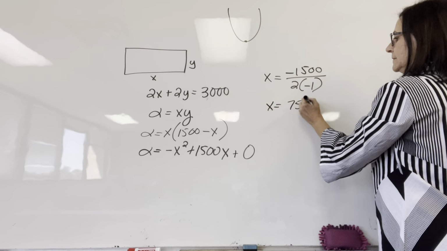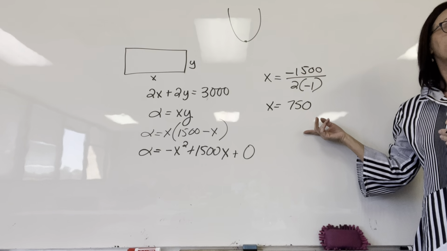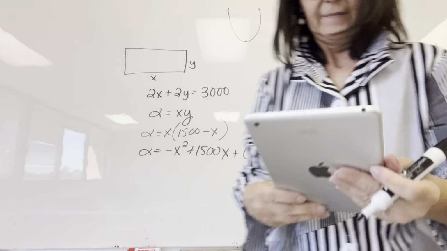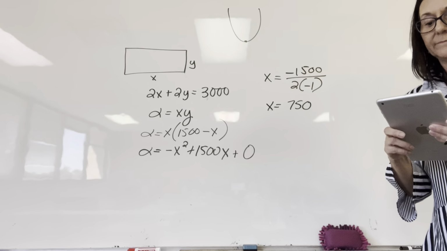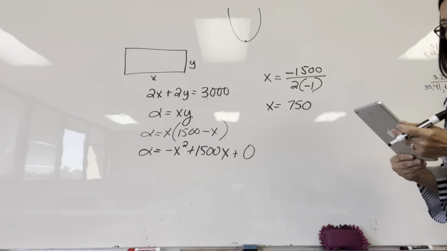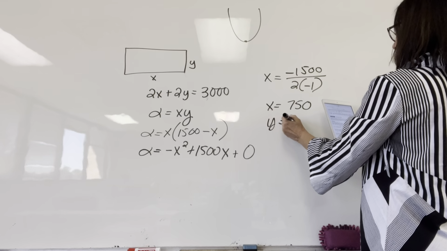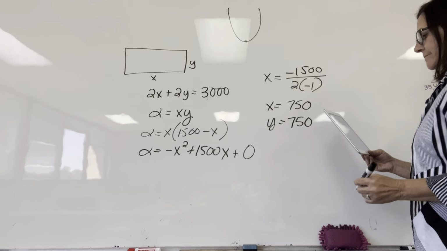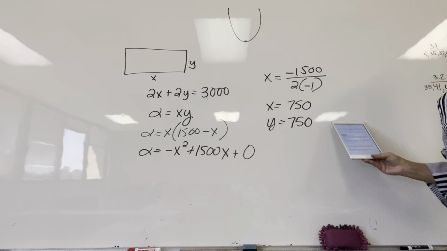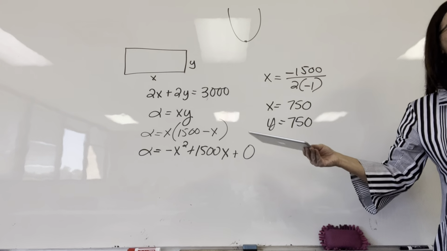Okay. Can I figure out the y coordinate? Yes. I'm sure they've done the math here. They just plugged it in. When x is 750, y is also 750. It's actually a square. So what are the dimensions of the field? 750. That's the dimensions such that the area is maximized.